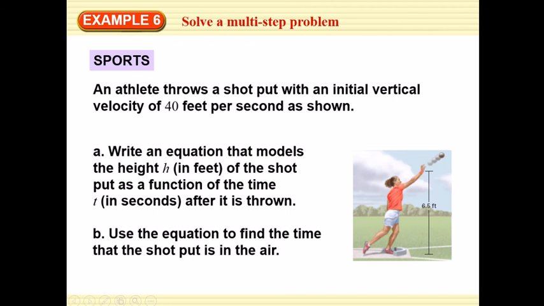Alright, here in example 6, an athlete throws a shot put with an initial vertical velocity of 40 feet per second as shown. So it's being released at a height of about 6.5 feet. A, write an equation that models the height in feet of the shot put as a function of time t after it is thrown, and then B, we're going to use the equation to find the time that the shot put is in the air. Theoretically speaking, the longer the shot put's in the air, the longer the throw is going to be.